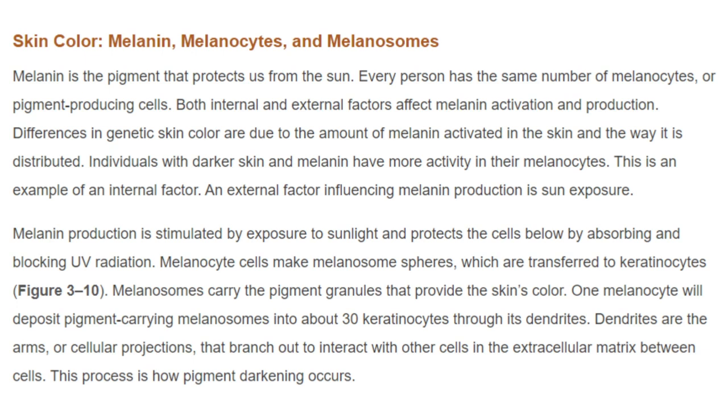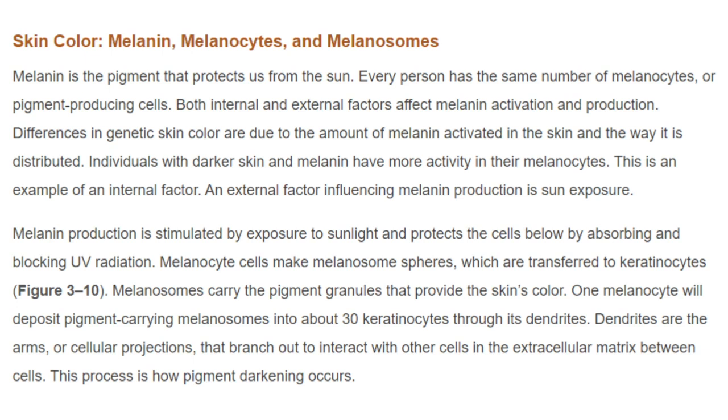This is an example of an internal factor. An external factor influencing melanin production is sun exposure. Melanin production is stimulated by exposure to sunlight and protects the cells below by absorbing and blocking UV radiation. Melanocyte cells make melanosome spheres, which are transferred to keratinocytes, figure 3:10. Melanosomes carry the pigment granules that provide the skin's color. One melanocyte will deposit pigment-carrying melanosomes into about 30 keratinocytes through its dendrites.